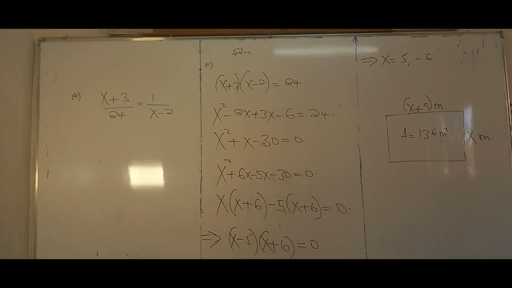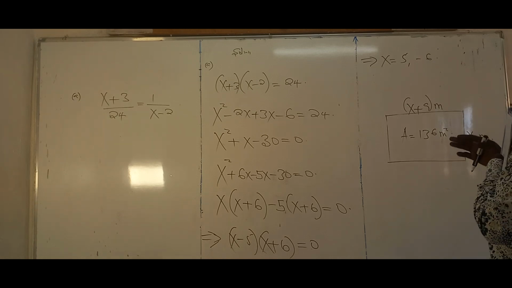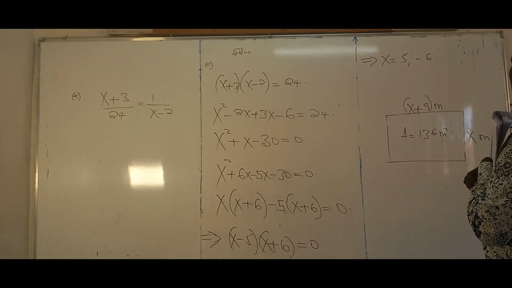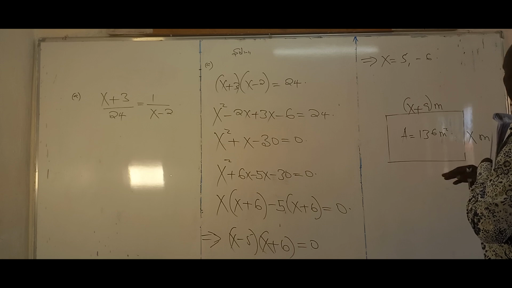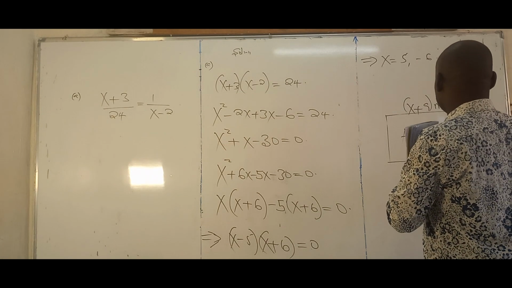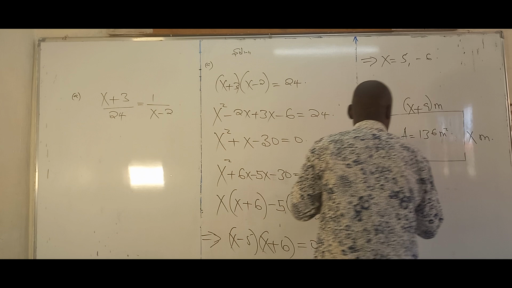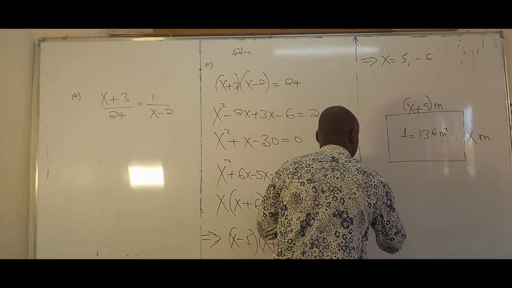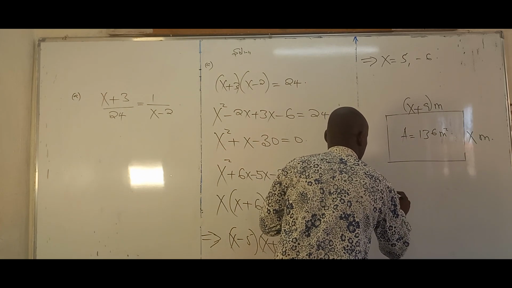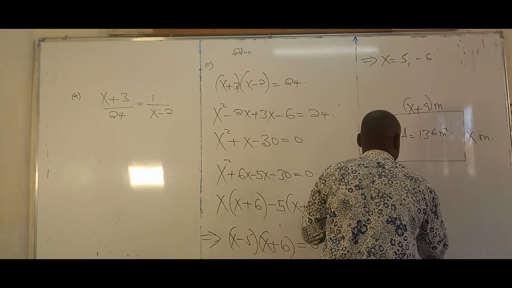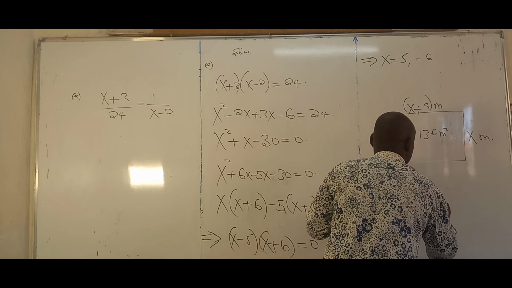Calculate the perimeter of the floor. So what we are asked here is to find the value of x. In finding the value of x, we are already given this and this. So what we are going to do is say that the area of this floor should be given by x into x plus 9.